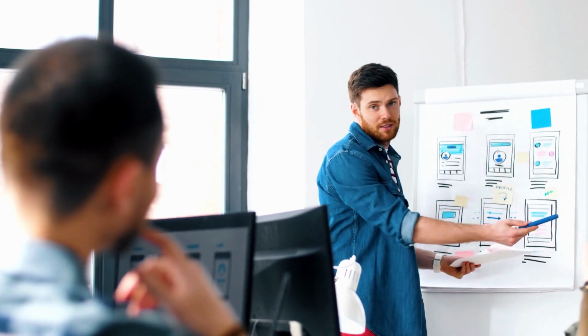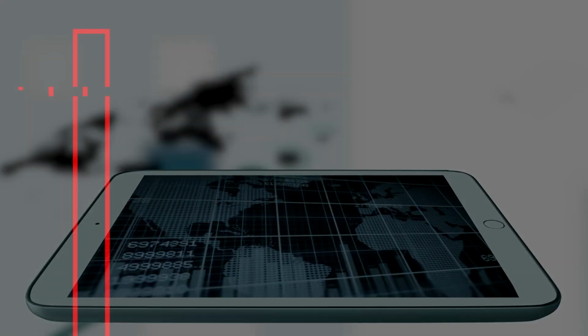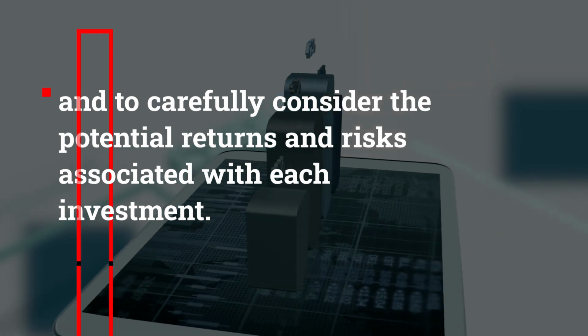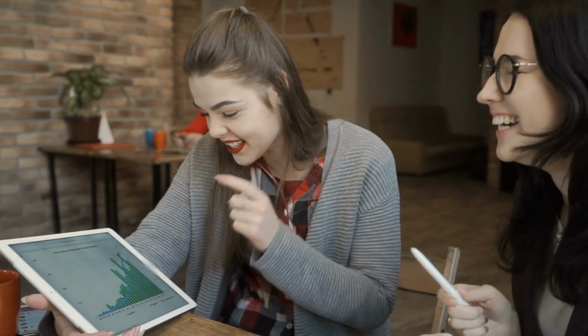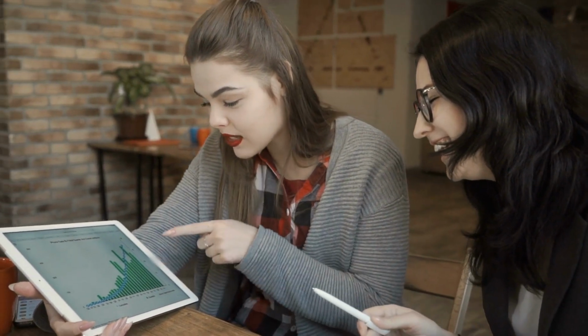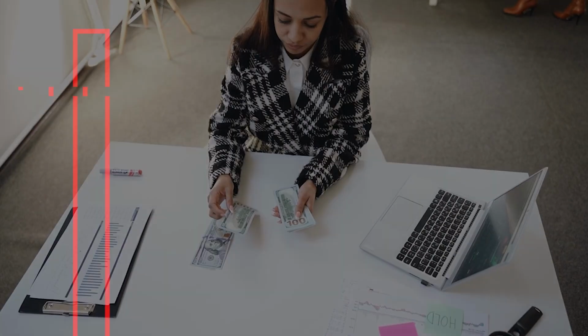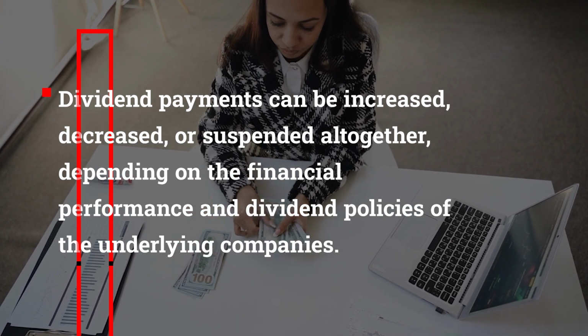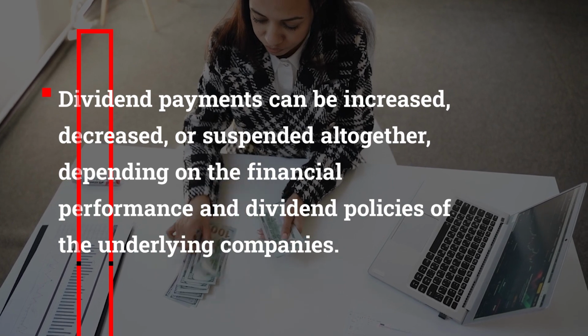It's important for you to consider your own investment goals and risk tolerance when choosing investments for your portfolio, and to carefully consider the potential returns and risks associated with each investment. It's also worth noting that the dividend yield of a particular stock or fund may not remain consistent over time. Dividend payments can be increased, decreased, or suspended altogether, depending on the financial performance and dividend policies of the underlying companies. As a result, it is important for investors to regularly review their portfolio and make sure that it still aligns with their investment goals. Now let's consider a few options.